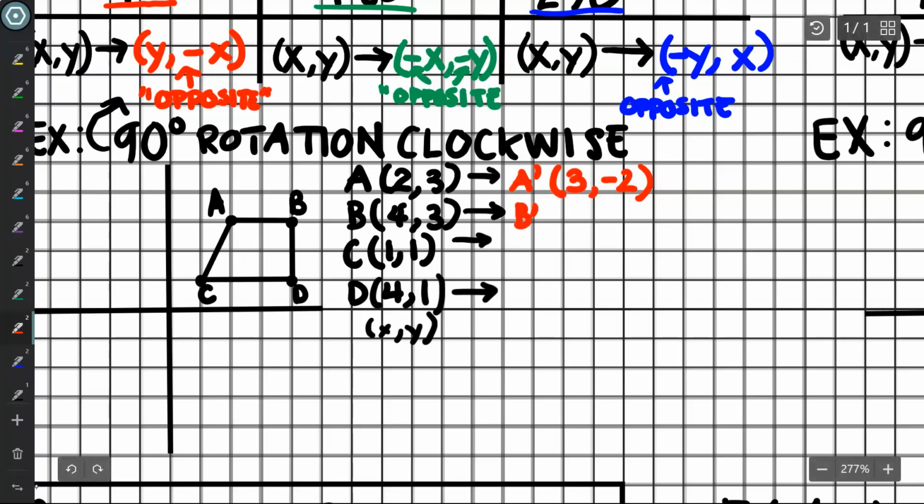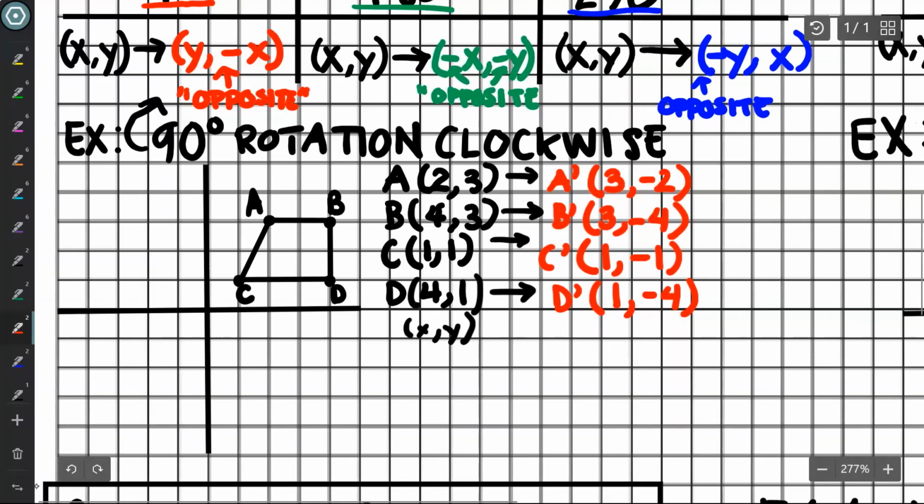So B prime, we're going to do the same thing. Instead of x first, we're going to put y first. So my y is 3, and then I'm going to write my x, which is 4. But we're doing the opposite, so opposite of positive 4 is going to be negative 4. And that's where my new point B is going to be. C prime, I'm going to have 1 and negative 1. And D prime, I'm going to have 1 first, then 4, but opposite is going to be negative 4.